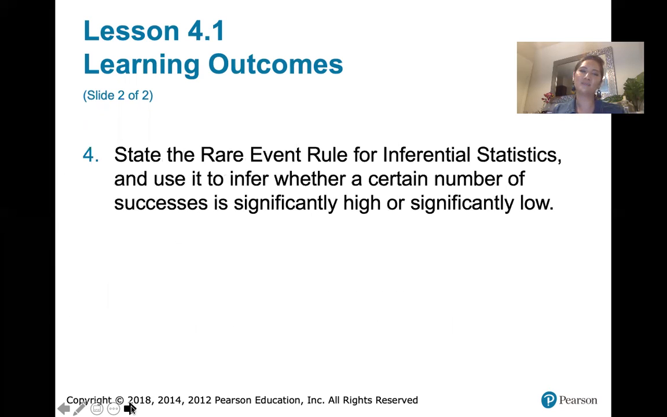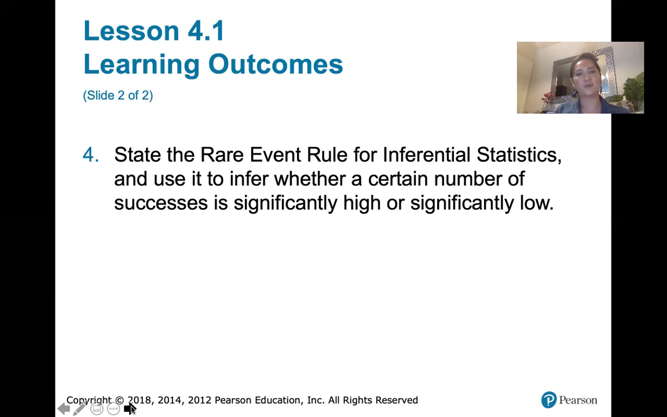And then 4, this is probably the most important learning outcome in this section. We're going to state the rare event rule for inferential statistics. And then we're going to use it to infer whether a certain number of successes is significantly high or significantly low. This is important mostly because it's a takeaway that will relate to what we study for the rest of the course. I mean, we're in chapter 4. We're going to study chapters 4, 5, 6, 7, 8, 9, and 10. This rare event rule is related to what we're going to do in chapters 8, 9, and 10. So it's really important that you understand it.